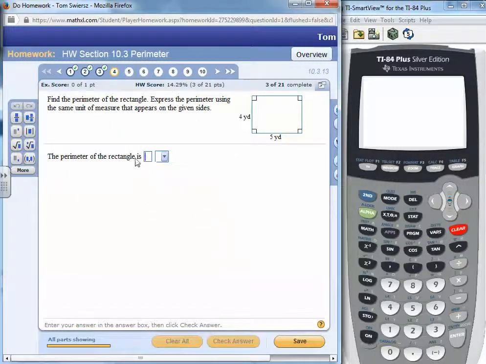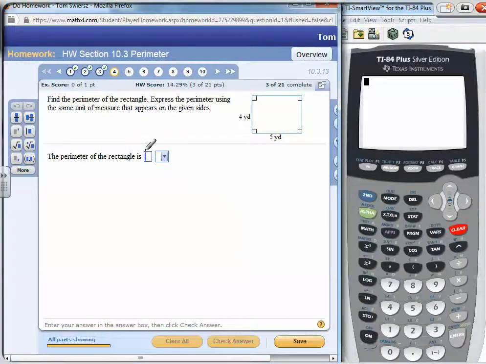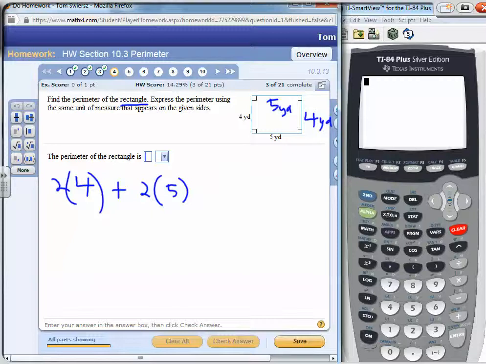Homework exercise 4, find the perimeter. Now again, the perimeter is the distance around. You add up all 4 sides. For a rectangle, the 2 widths are the same and the 2 lengths are the same. So we would have 2 times the width, 4, plus 2 times the length, which is 5, or you just go 4 plus 4 plus 5 plus 5. 2 times 4 is 8, plus 2 times 5 is 10.